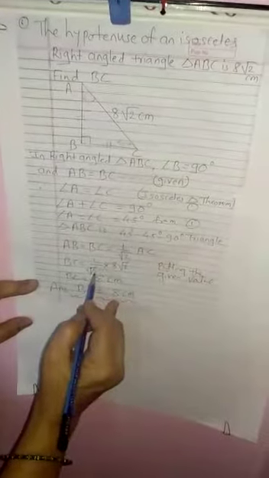So AB is equal to 1 upon root 2 AC. BC is equal to 1 upon root 2 into 8 root 2, putting the value of AC. Root 2 and root 2 get cancelled. So BC is equal to 8 centimeters. Answer, BC is equal to 8 centimeters.